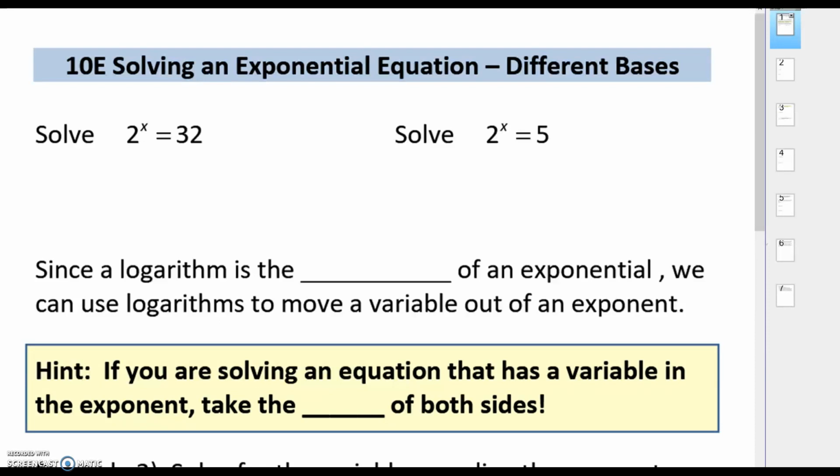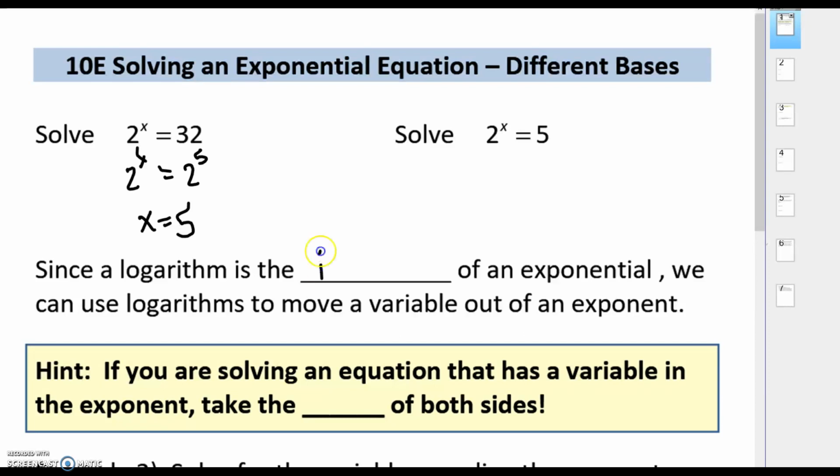So far we have learned how to solve exponential equations when we have things of the same base. For example, if I have 2 to the x equals 32, I can rewrite the 32 as 2 to the 5th to get that x equals 5. But sometimes we get things like this, 2 to the x equals 5. I cannot rewrite 5 as a base of 2, so we need a different way to solve this.